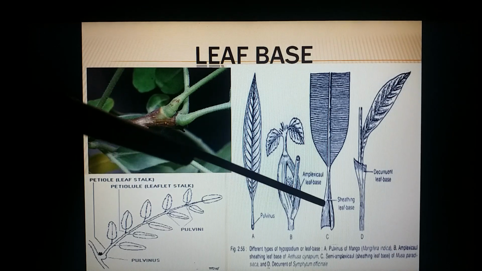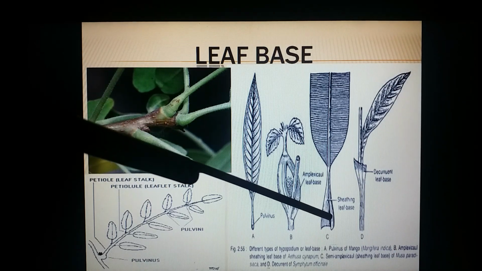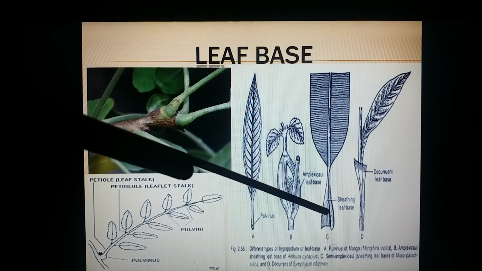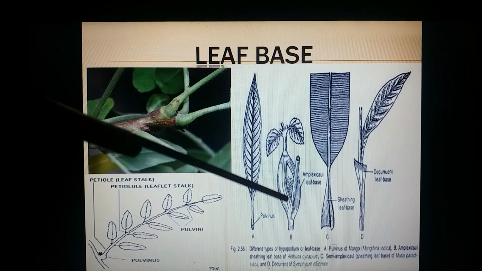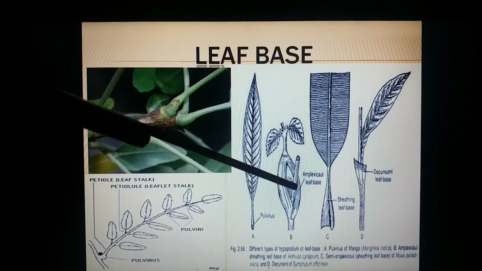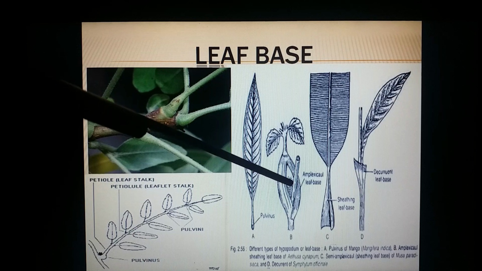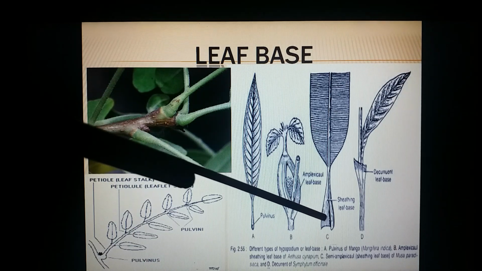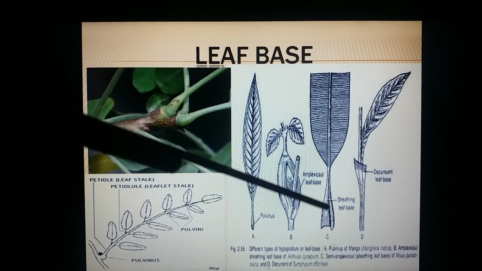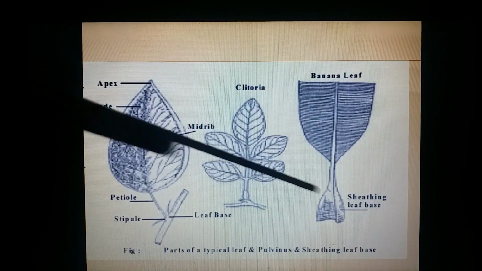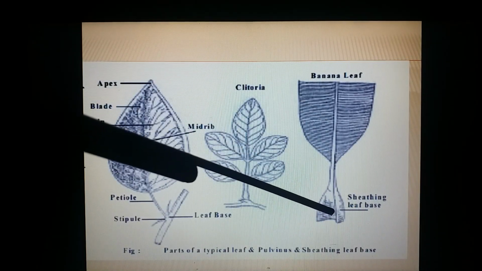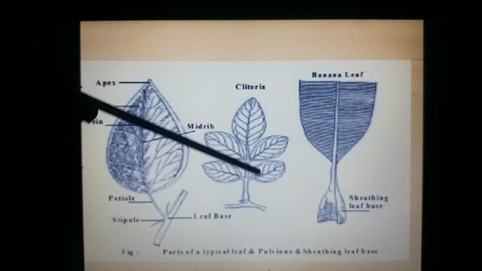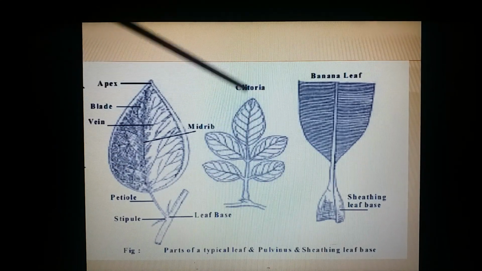Sometimes the leaf base is sheathing, flat and enveloping or clasping around the stem. Such a type of leaf base is called a sheathing leaf base. It may completely surround the stem, called amplexicaul, as in the case of grasses, or sometimes it may partially envelop the stem, and it is called semi-amplexicaul. Once again, you are watching here a sheathing leaf base, a characteristic feature of Musa and grasses. Pulvinous leaf base is a characteristic feature of certain Fabaceae members.